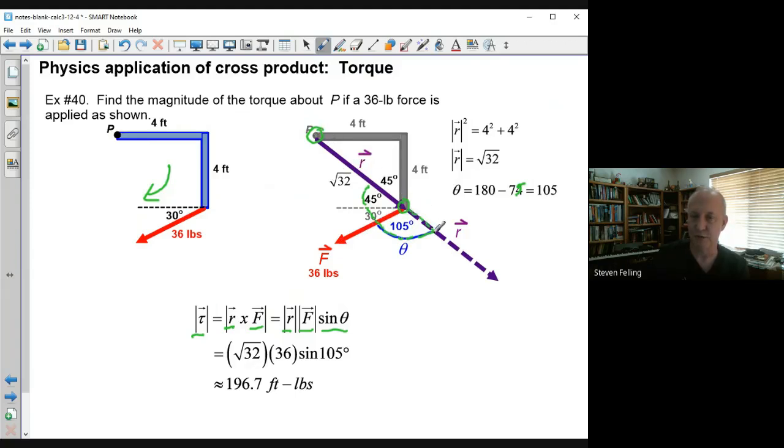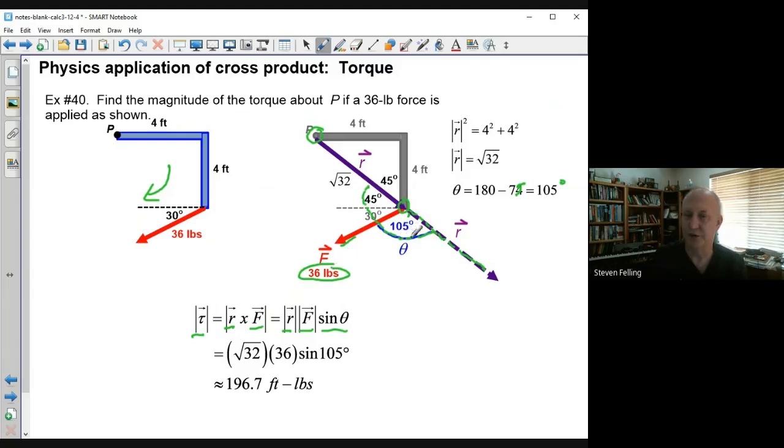If you imagined it being rotated up here to be at the point of application, this angle here would be the angle between the force vector and the lever arm r vector, the position vector. So that's 105 degrees, all right? And then we know that the magnitude of the force vector is 36 pounds, okay?